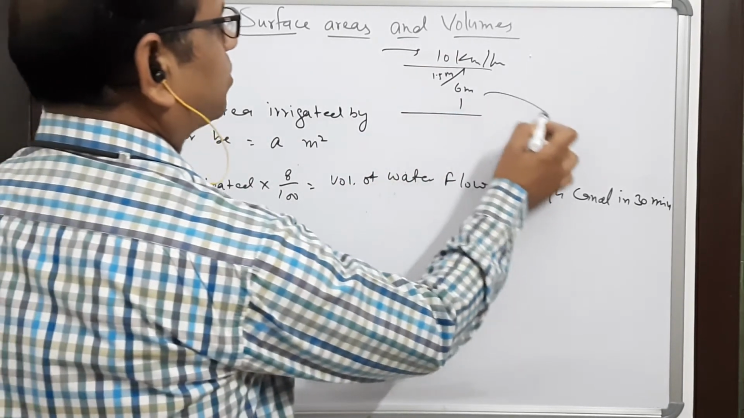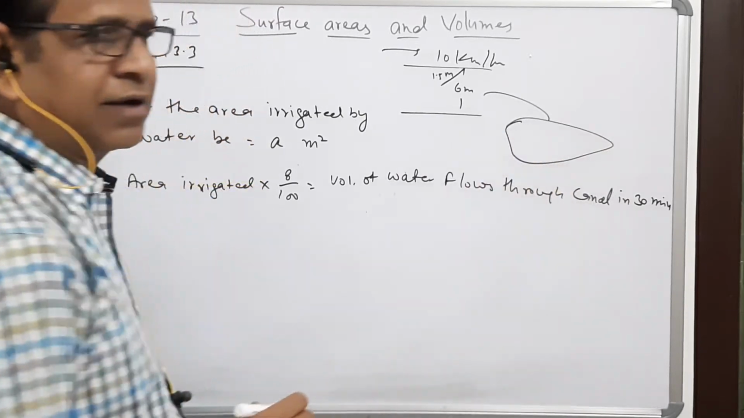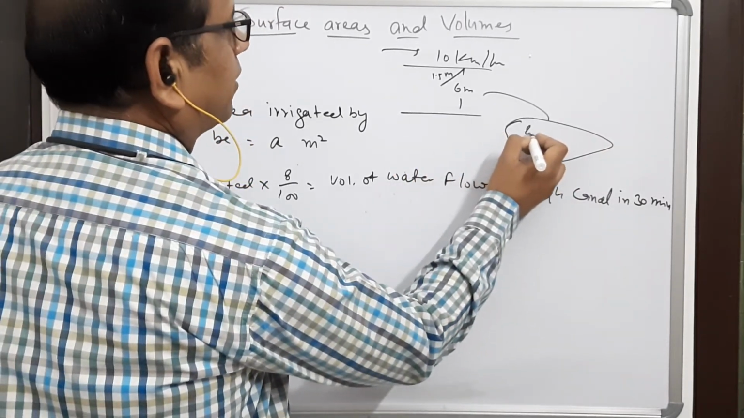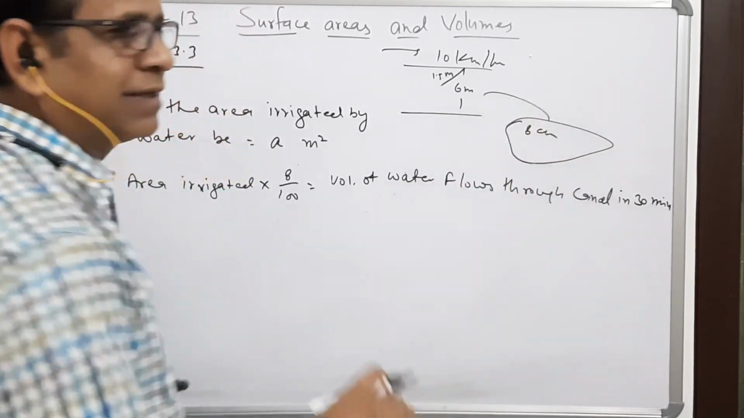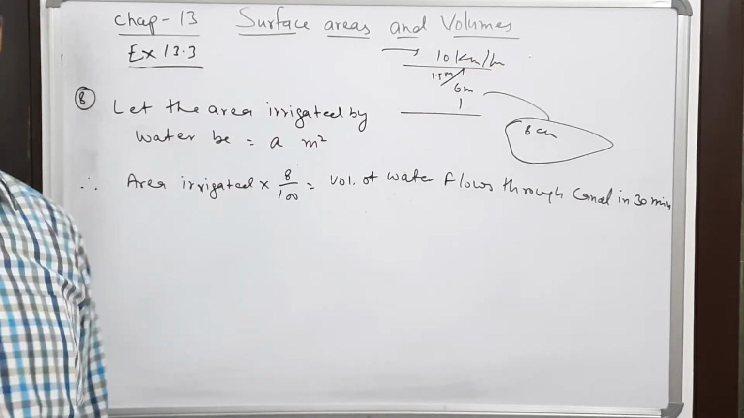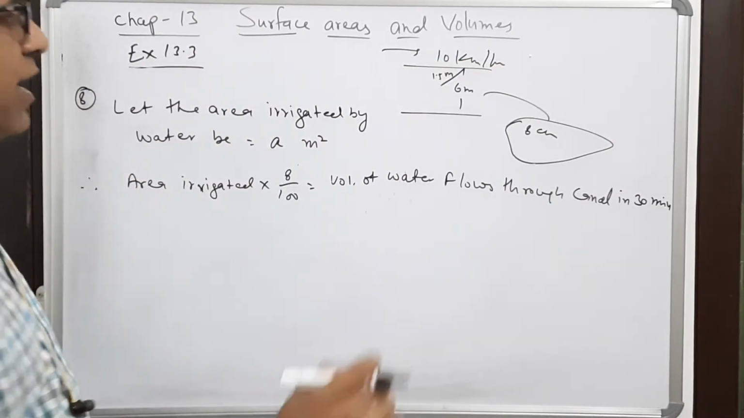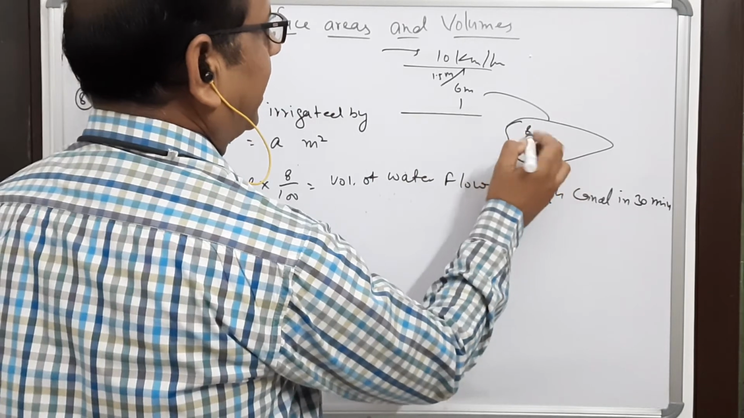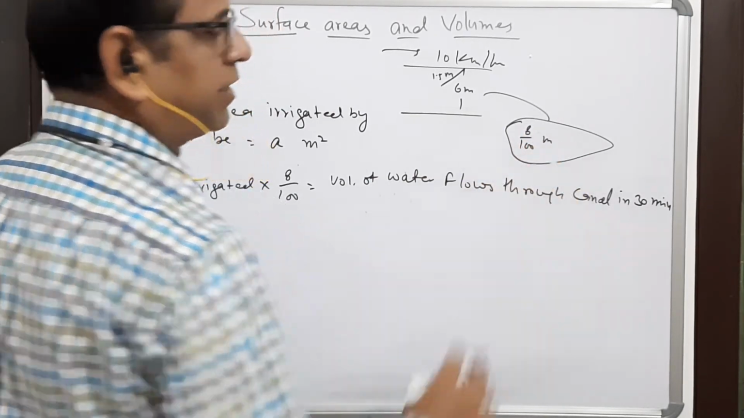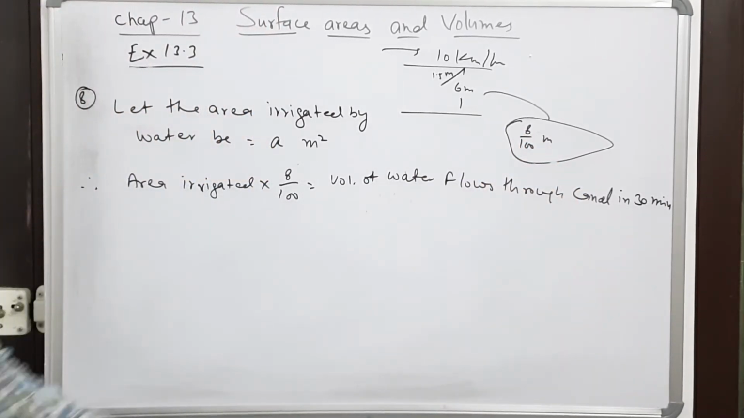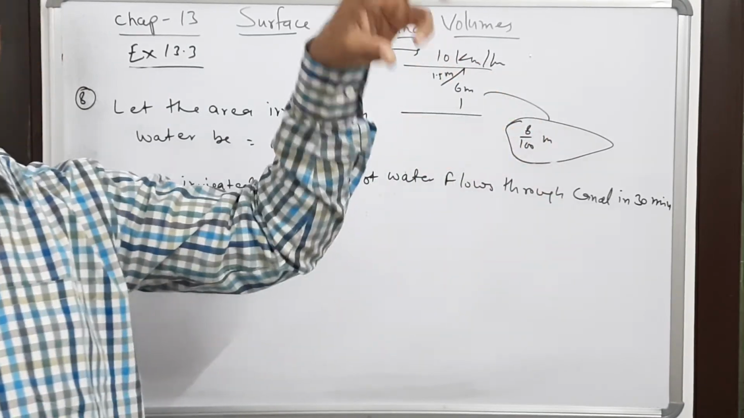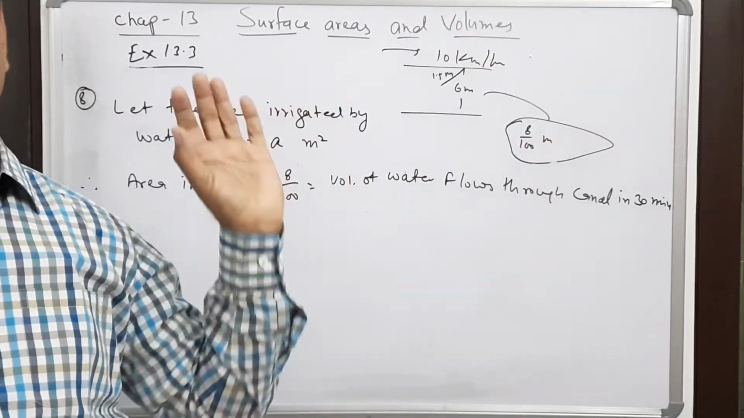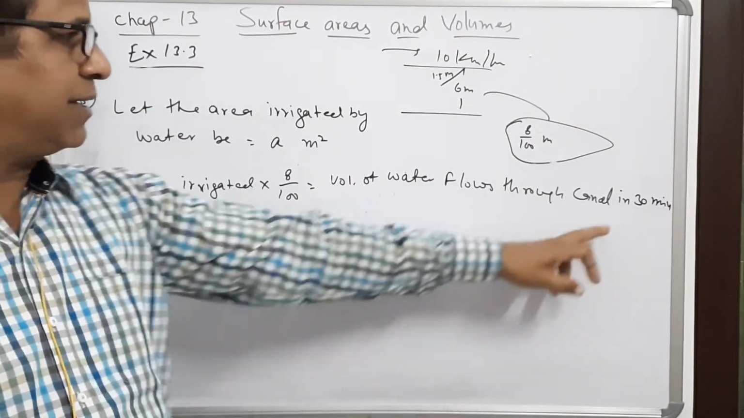Now this water is poured in a big field and everywhere 8 centimeter of water is present in the field, standing water. So the height of the water is 8 upon 100 meter. We have to find out how much area is irrigated by the canal in 30 minutes.